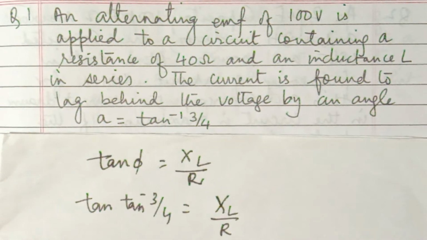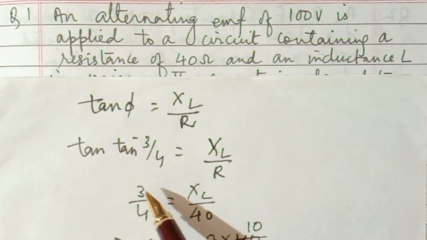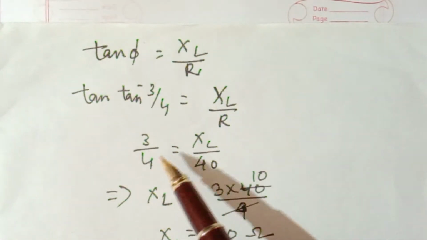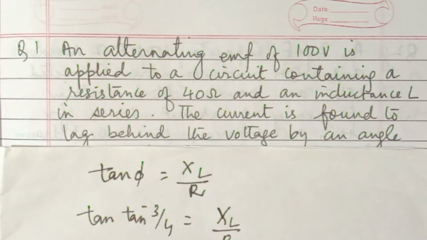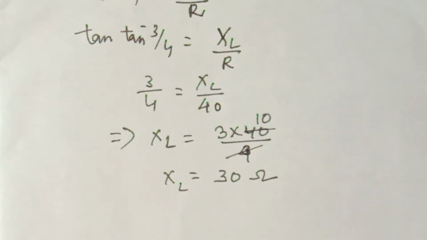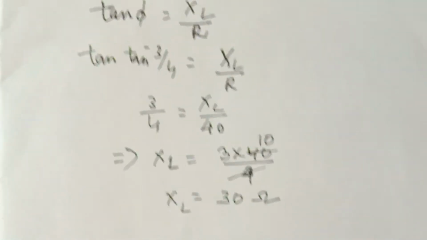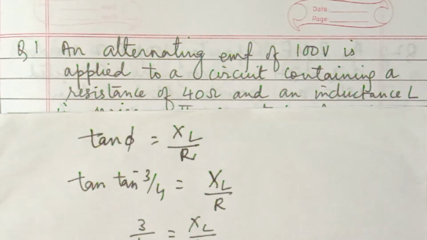So XL you have to find, so keep XL as XL only, and R is given as 40, and tan phi is given as 3 by 4. So you can put the value 3 by 4 equals XL by R, with R being 40 ohm. Then XL equals 3 into 40 by 4, so that is 30 ohm. So the second option is correct.